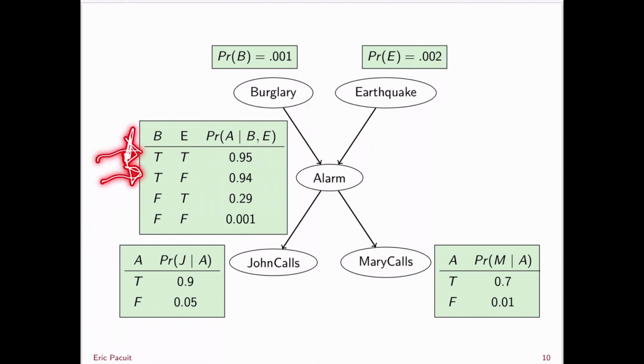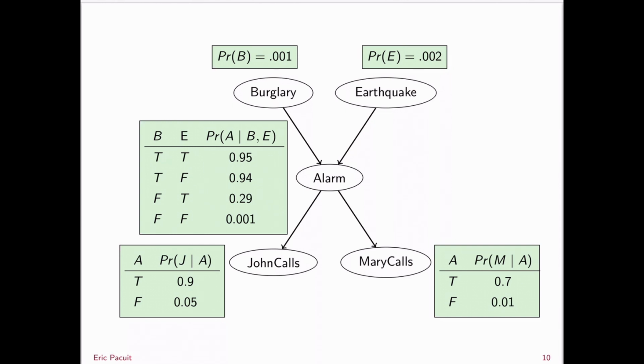The second row is the probability that the alarm is going off given that somebody's breaking into the house, but there's no earthquake. And the last row, for example, is the probability that the alarm is just going off given that nobody's breaking into the house and there's not an earthquake. So the alarm is going off by accident. There's some type of malfunction. So that probability, of course, is going to be very, very low.